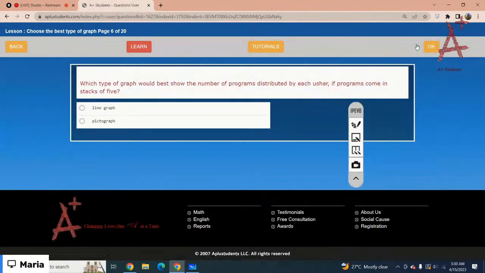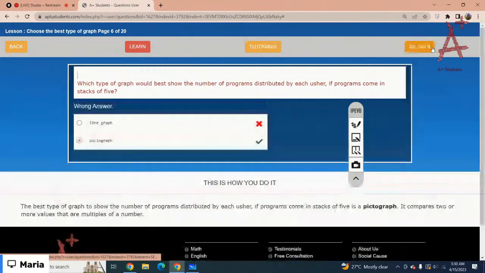Okay, what type of graph would best show the number of programs distributed by each usher if programs come in stacks of 5? You have to use the line graph in this case. Got it? Because the values change over time. What is this? It compares two or more values that are multiples of a number. Got it?